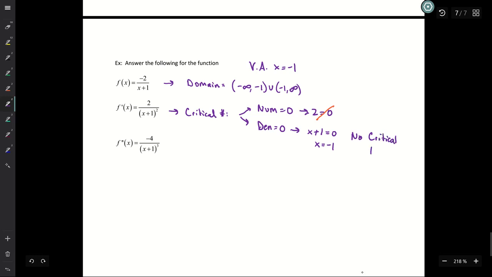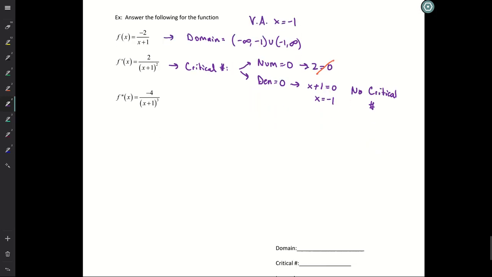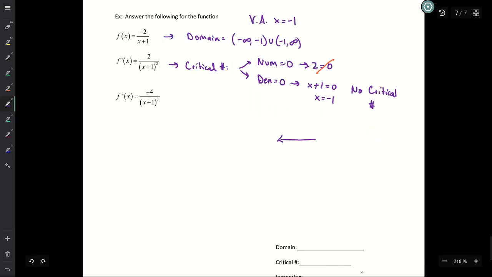Now, from here, you can still test increasing, decreasing behavior. And so on a number line, you would put your -1, make sure to denote that, hey, it's a vertical asymptote. And then you can test on either side of that -1. Let's say we test at -2, and we test at, let's say, 0. And we'd plug those values back into that first derivative.